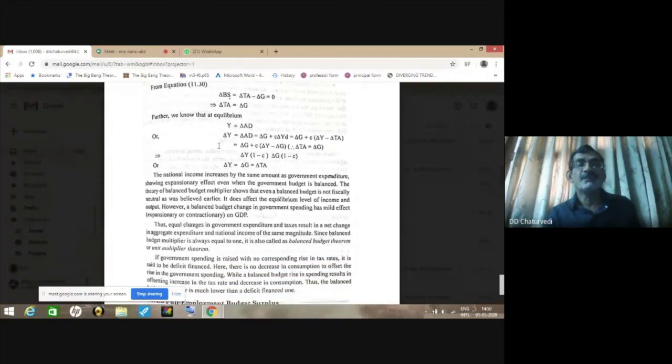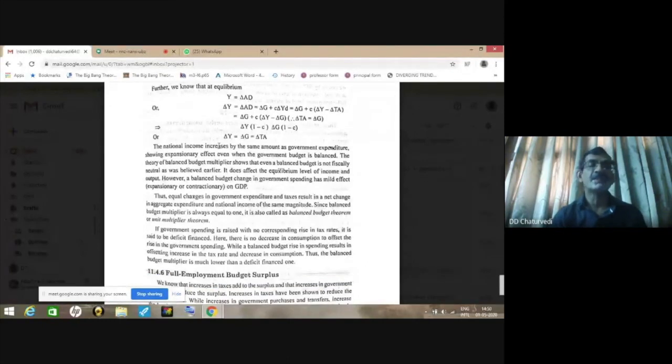So this theorem, which states that balanced budget multiplier is always equal to 1, is known as balanced budget multiplier theorem. So this balanced budget multiplier is much lesser in comparison to deficit financed one, because it has the minimum value of multiplier. Student must remember that minimum value of multiplier is 1. Maximum value of multiplier can be infinity. This is something that we studied in the previous lecture. That is the first part of this chapter.